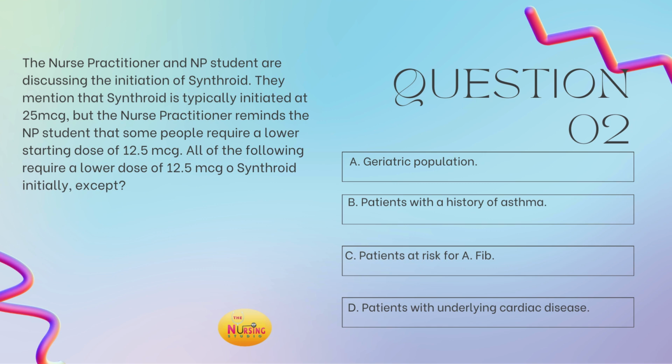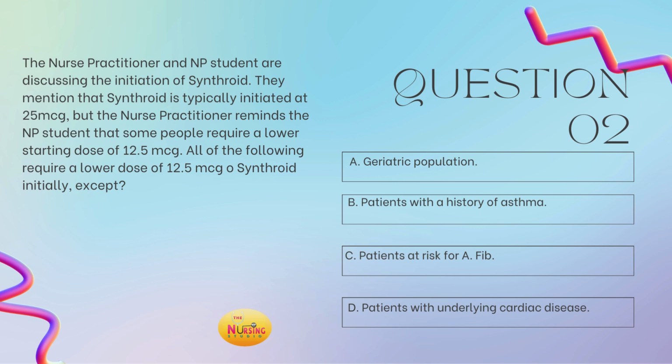All right, you guys. So, the stem of the question states all of the following require a lower dose of 12.5 micrograms of Synthroid initially, except. So, again, we're looking for that incorrect, right? So, we know that we typically start Synthroid for patients at 25 micrograms, right? Well, there are some people who we know to start them off with a lower dose, 12.5 mics. So, which population do we know that we do this with? And we're looking for the one that does not fall into that category because it says except, right?